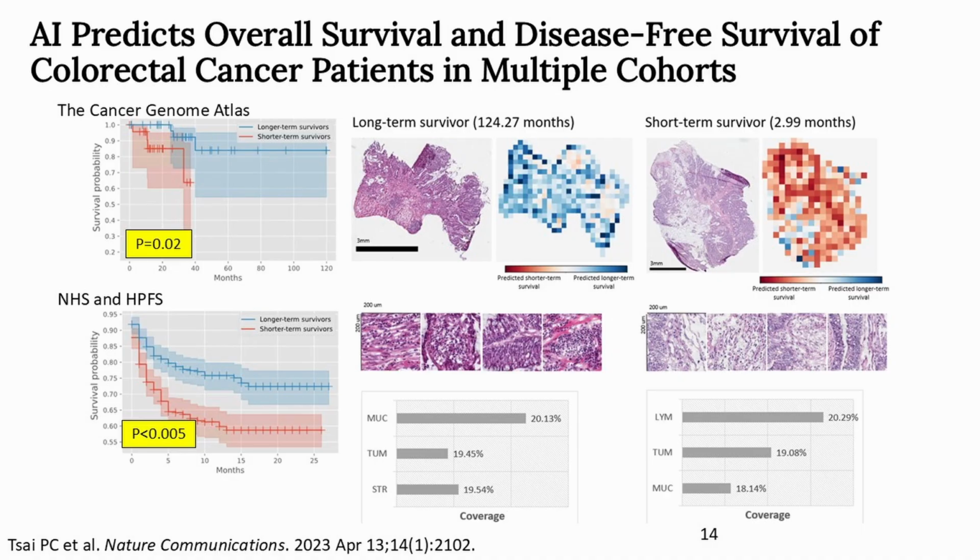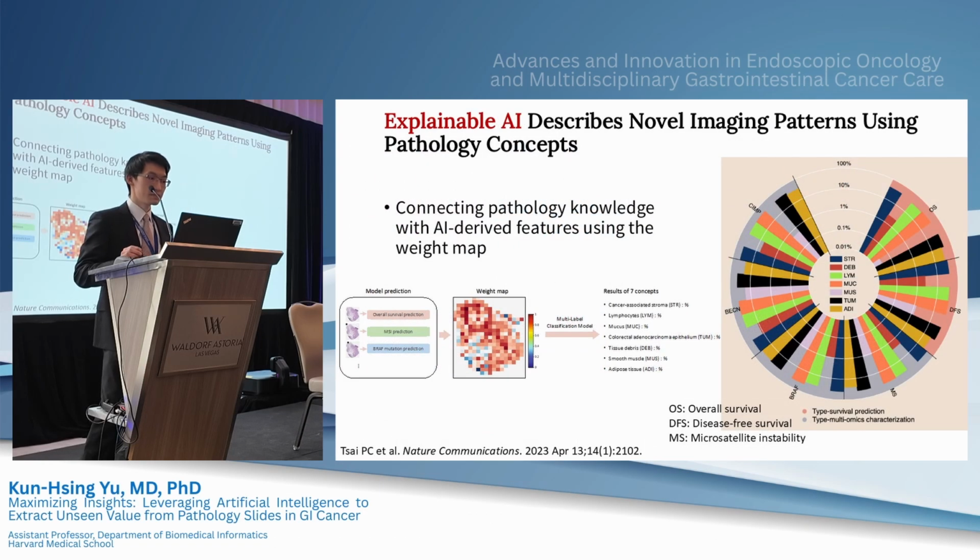And we show that in the survival-based prediction, our model highlighted regions of the tumor epithelium as well as tumor-infiltrating lymphocyte and stromal tissues in order to make such distinction. And here we developed an explainable AI approach to help us better identify the specific imaging features related to these predictions.